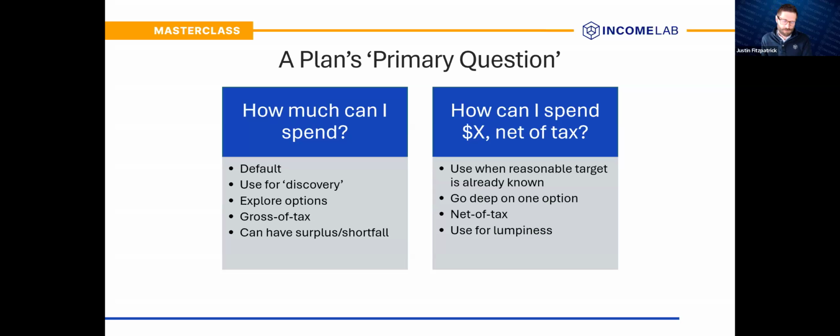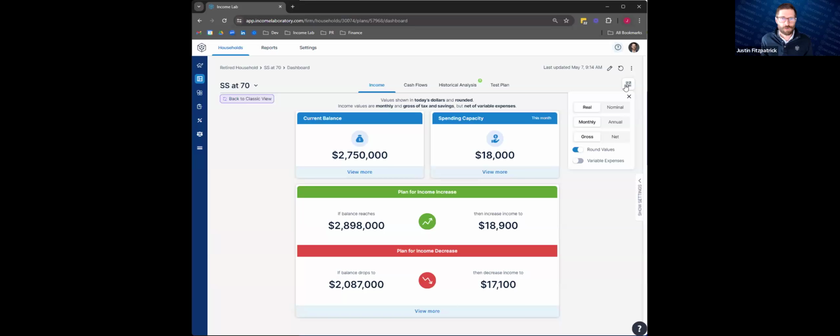As I said, if you just build a plan in Income Lab, by default, it's asking how much can I spend. This is a great way to begin a kind of discovery phase of retirement planning, exploring options, and so on. Although you can show it in net and gross of tax, and I'll show you how to do that here. So I can go to this little tool menu, which is your friend. This is kind of an advisor tools for the display, right?